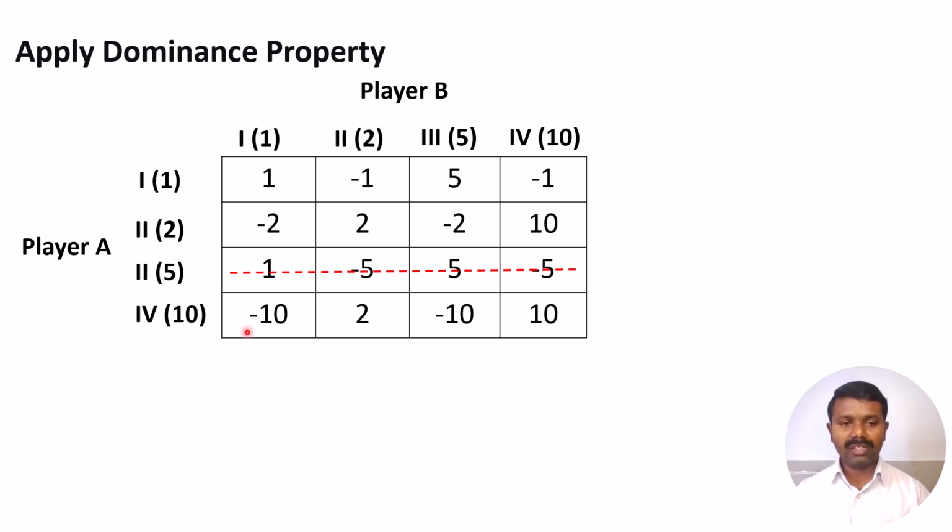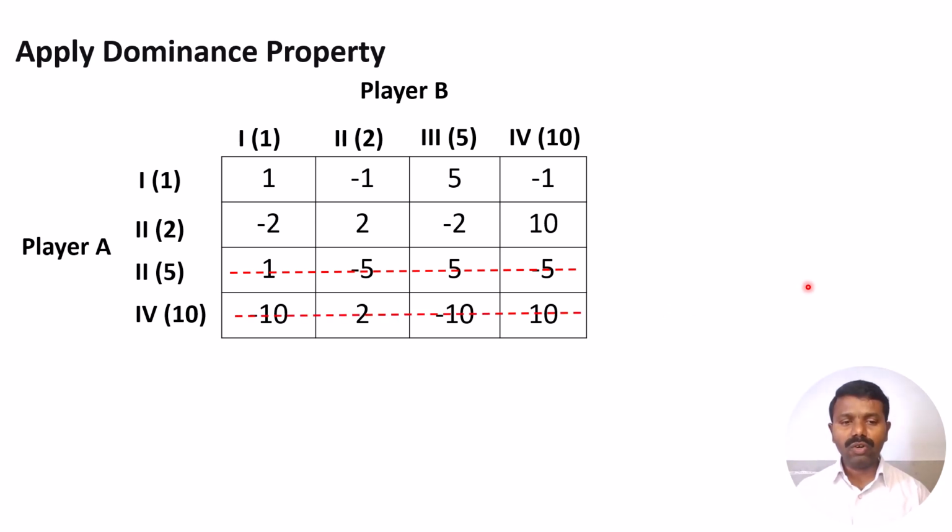And let us compare these two. So 2 is dominating minus 10 because minus 2 is a bigger number than minus 10, and these two are same, and again minus 2 is dominating minus 10. So that means the second strategy is dominating the fourth strategy.